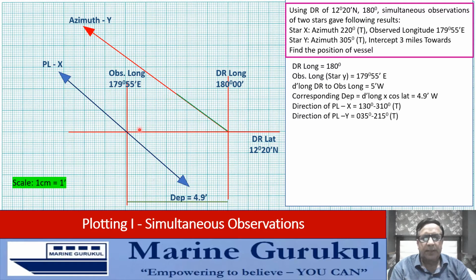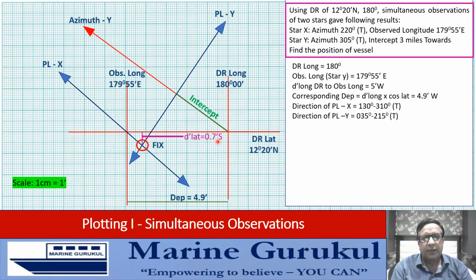We mark off 3 miles here. This green line showing up here measures 3 miles. So this is the point which is the ITP. Through this point we draw a perpendicular to the azimuth and we get the PL for star Y. Since both the PLs are for the same time, this is where the fix is.